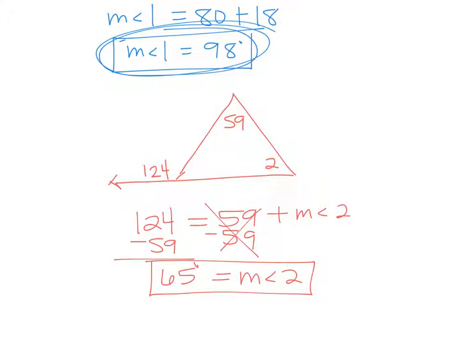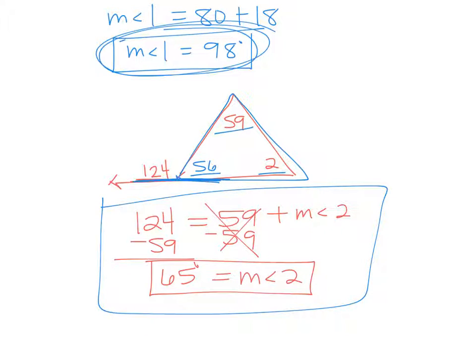But again, there's another way, right? We could have looked at this setup up top, 124, and what adds up to 180 right here, because that's a straight line. So that would be 56. And now you have a triangle with 56, 59, and what add up to 180. So there is always a second way you could do it. It's just this way is quicker. Okay? Questions? That is it.